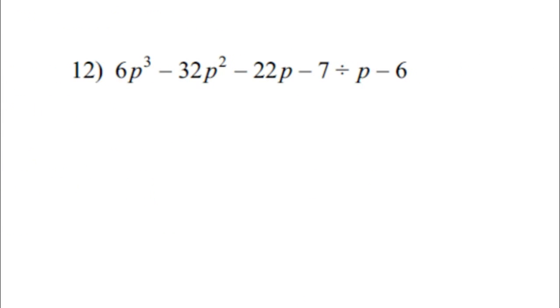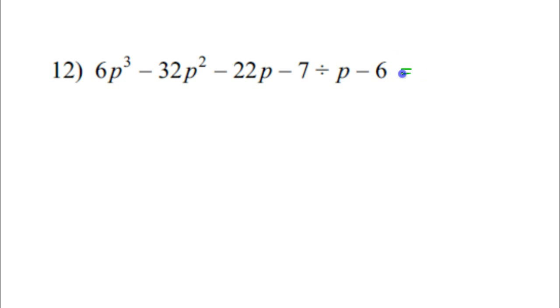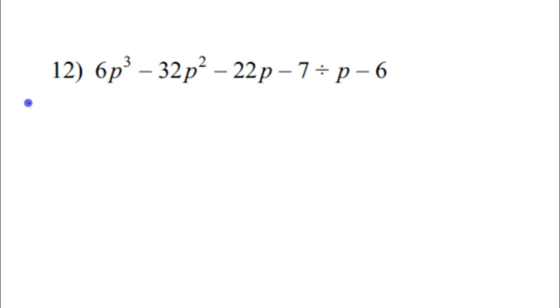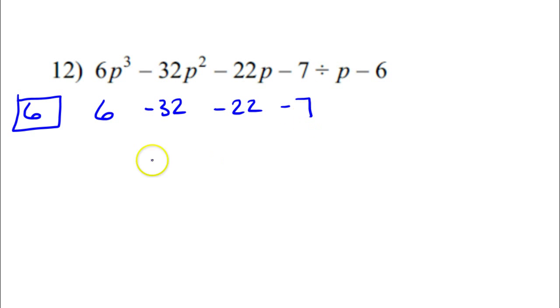Alright, let's practice that again. If I were to set this equal to 0, I would get p is equal to 6, right? So that's what goes in the box, positive 6. So let's do that. I'm going to put 6 in the box. 3, 2, 1, 0. Just checking to make sure I have no missing terms. So I have 6, negative 32, negative 22, and negative 7.